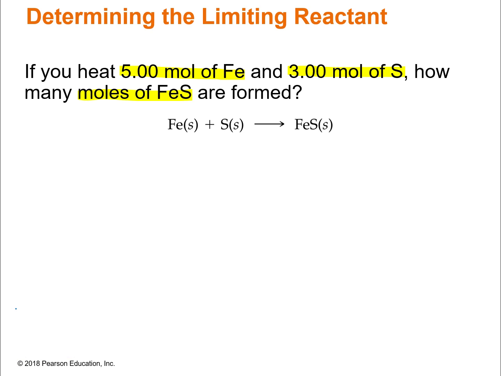Notice that with this problem, we're given 2 amounts. We're told how much iron we have, which was 5 moles. And we're also told how much sulfur we have, 3 moles. We don't know how much iron(II) sulfide we make. When you're given information for more than just one reactant, that means you have a limiting reactant problem. You're mixing these ingredients and figuring out how much you'll get at the end.